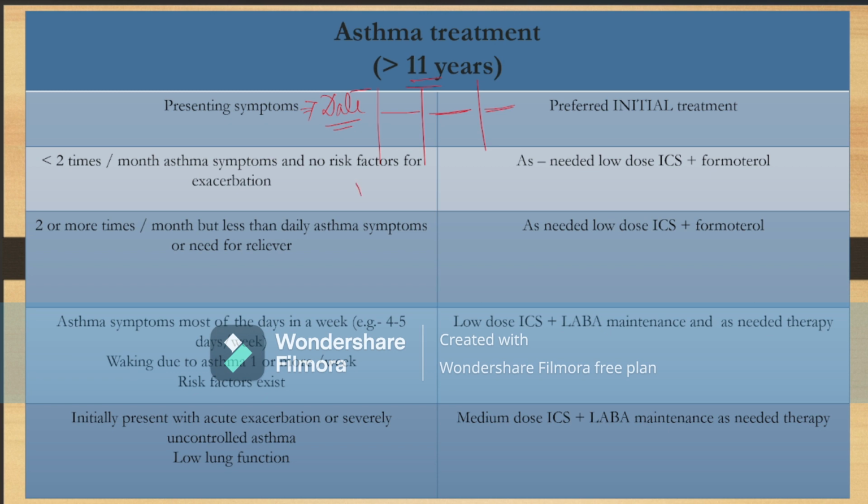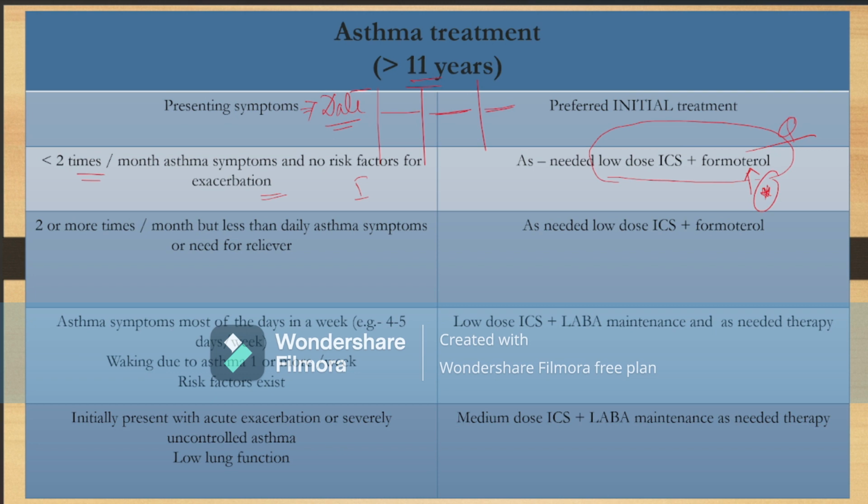In stage 1, if the child is having less than 2 times in a month of asthma symptoms without any risk of exacerbation for the last 1 year, then we go for as need therapy of low dose inhaled corticosteroid and long acting beta agonist. This is an MCQ, and this is the new change in GINA guideline.